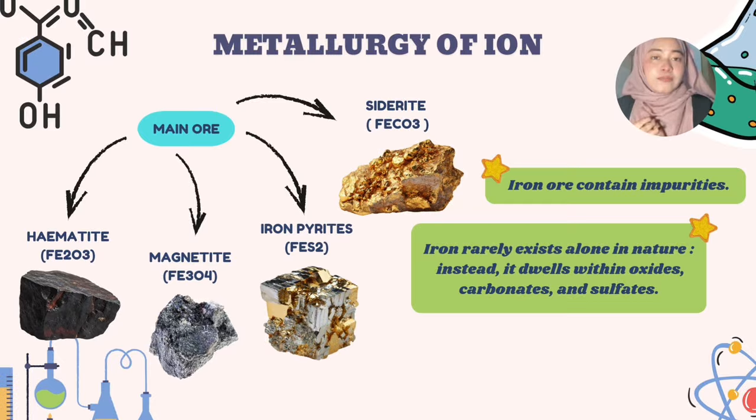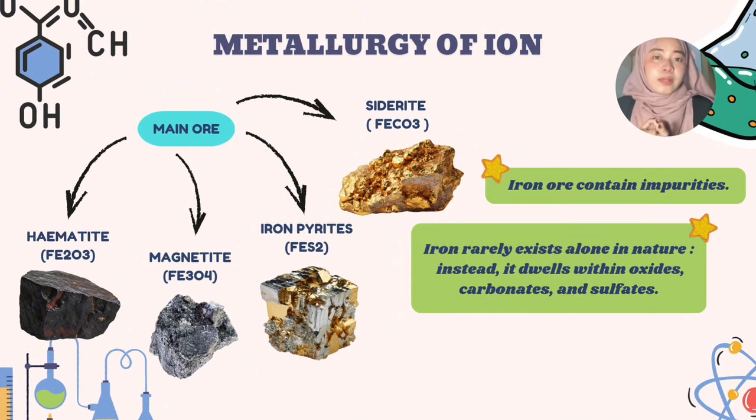Second one is magnetite. As the name suggests, this ore is naturally magnetic. It has a very high iron content and is typically black or dark grey. The third one is siderite. Unlike the oxides, this is a carbonate ore. It is a valuable source of iron, but it generally contains less iron by weight than hematite or magnetite.